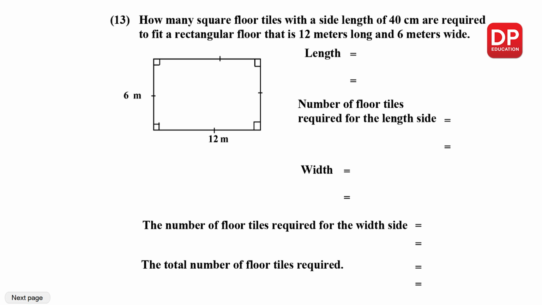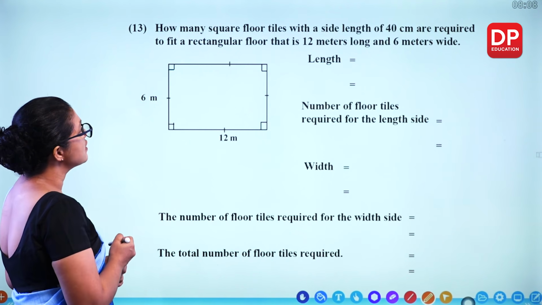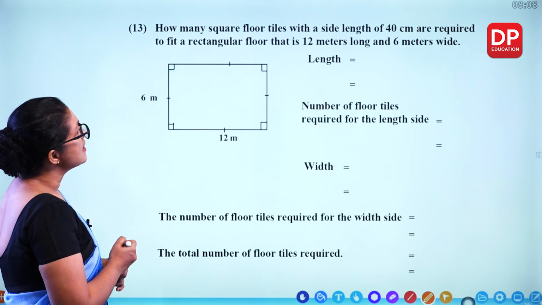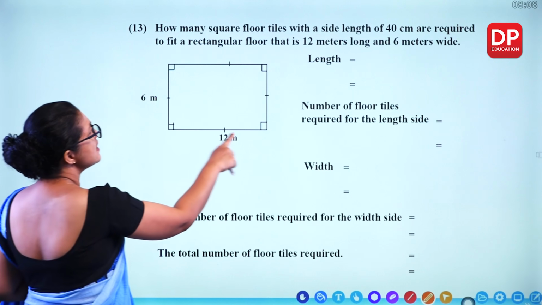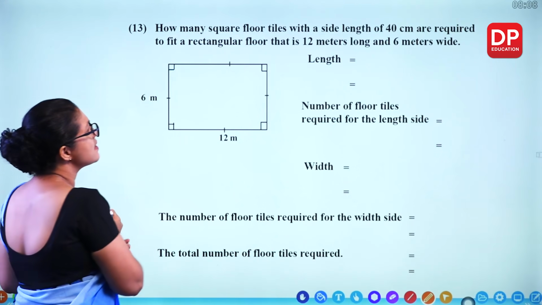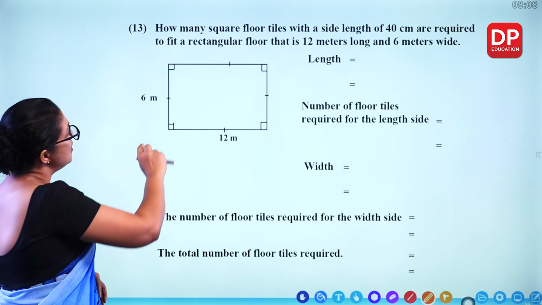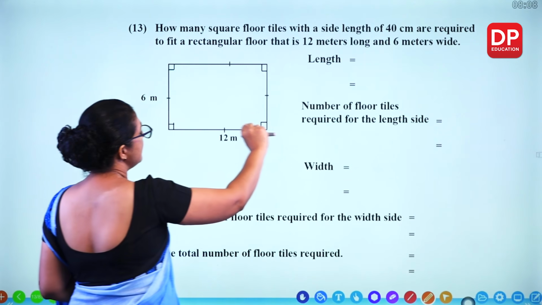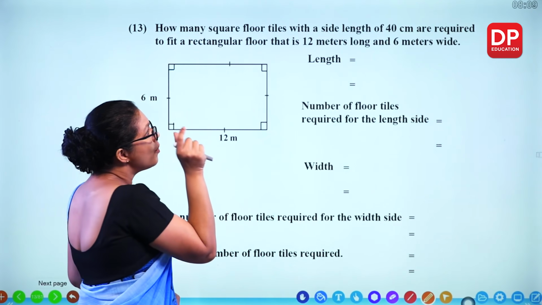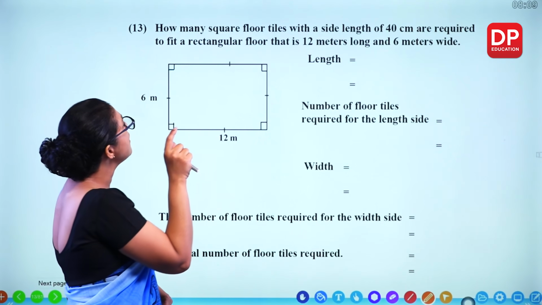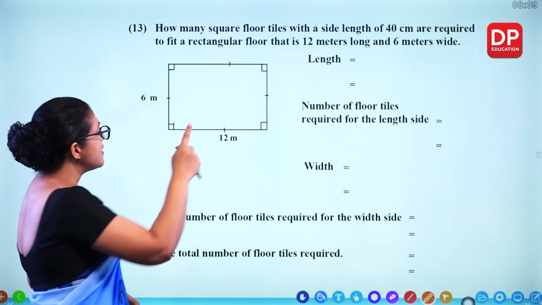Look at this one. How many square floor tiles with a side length 40 centimeters are required to fit a rectangular floor that is 12 meters long and 6 meters wide? Now, we'll look at the length side. What's the length? 12 meters. Now, the length of one side of a tile is given in centimeters. So this is in meters.